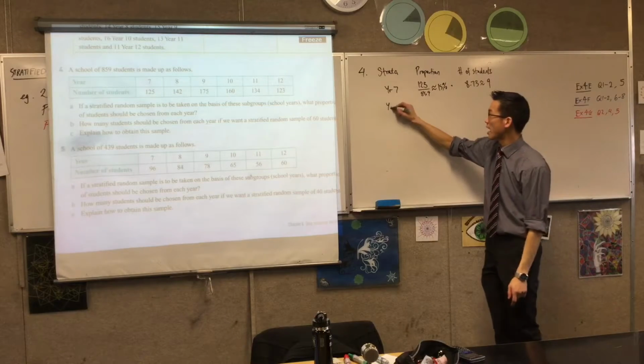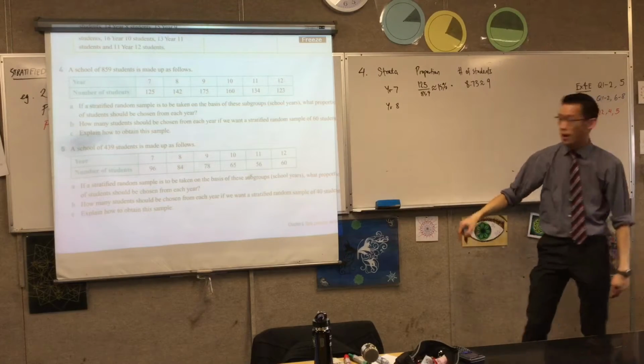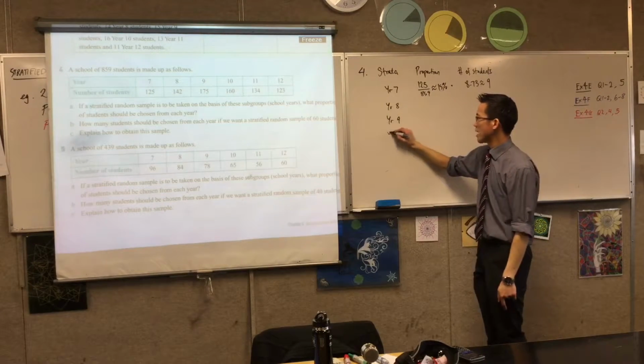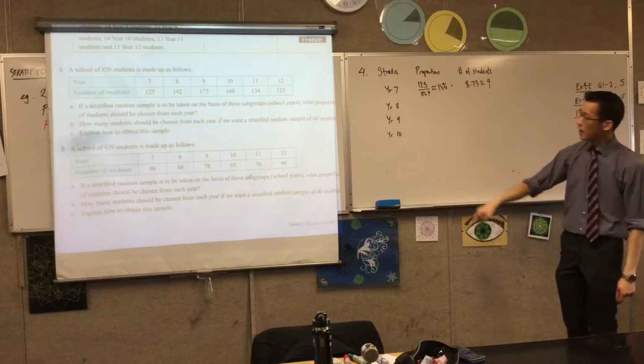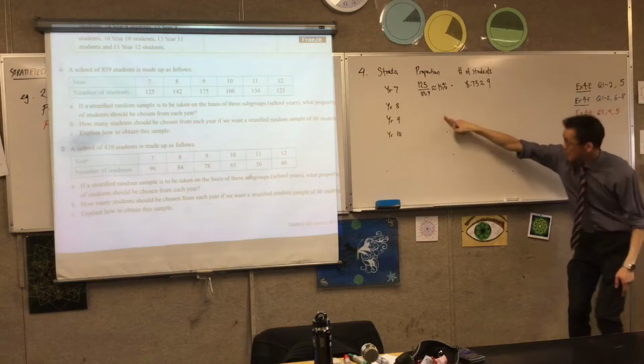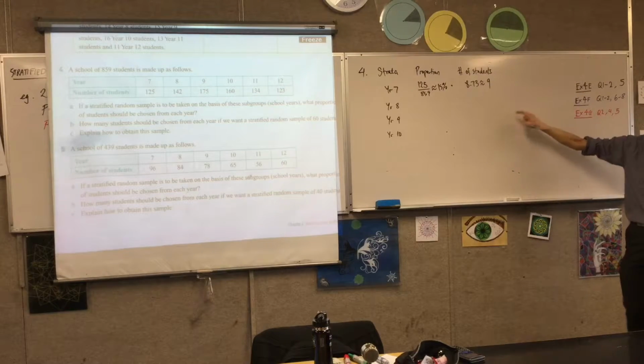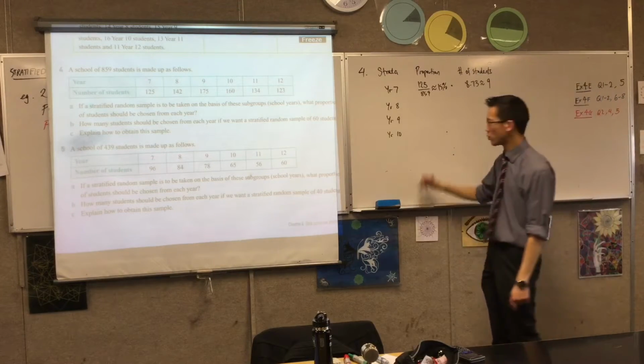Can you help me work out what the rest of the groups are? Do those. I'll give you 2-3 minutes. It's pretty easy number crunching. Work out each of the proportions and then multiply by 60 to get to the number of students. And then once we have the whole table, we'll come together.